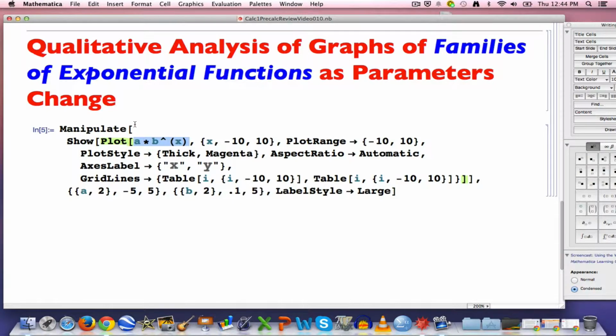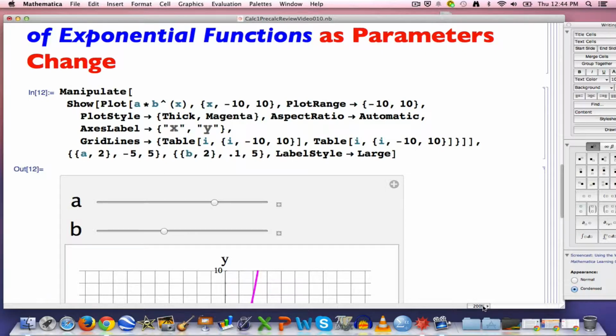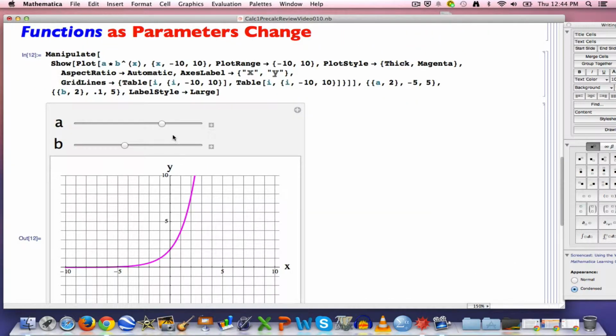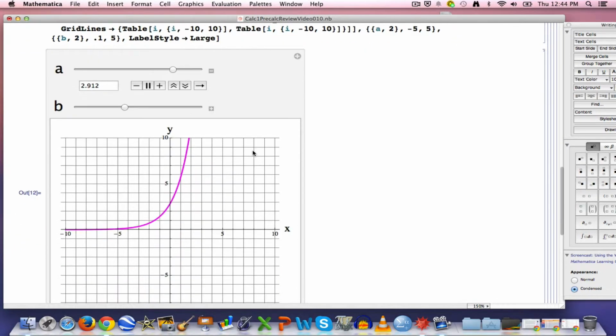I'm putting this inside a manipulate command in Mathematica that allows me to make a slider-enabled animation. I can change the values of a and b by moving the sliders, or I can play them. Take a look at it here. A is the y-intercept. It's the initial value for a times b to the x. When you plug in x equals 0, b to the 0 is 1, so you get an output of a. B is a little harder to understand, but it's still not too hard.